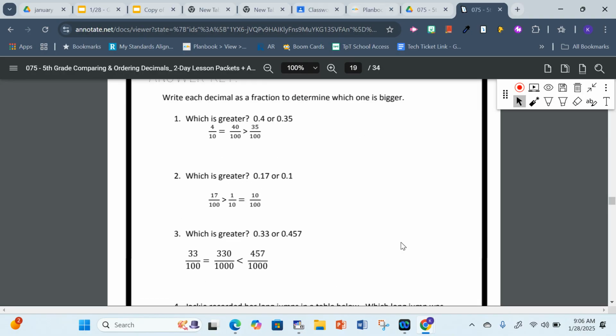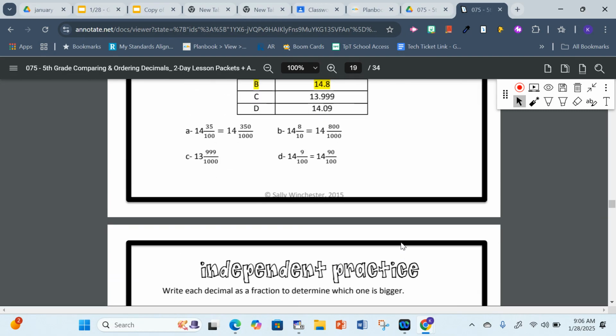Did you do all of the partner practice? Then just hold on for a second, okay?